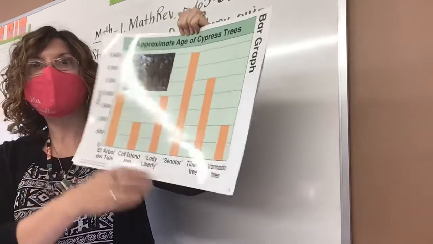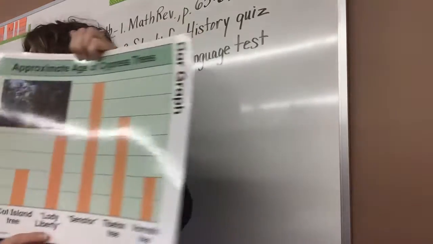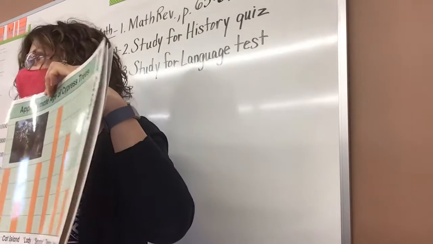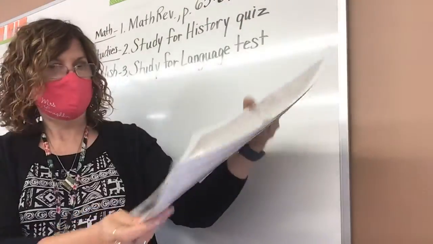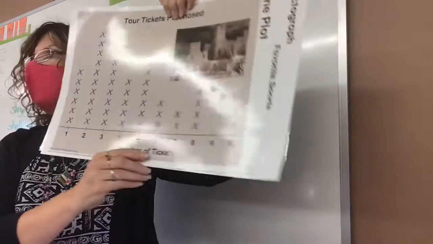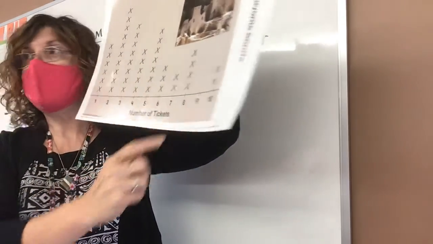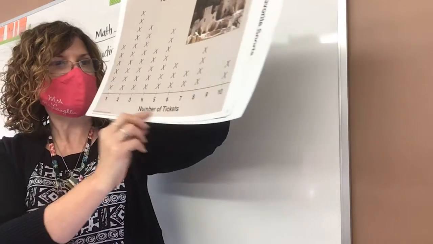Alright, so the bar graph can have bars going straight up, or it can have bars going across. Some of you are not even looking. Alright, then we learned about the line plot. And we learned that you have to read what this says so you know what these numbers are. For example, these are number of tickets sold.